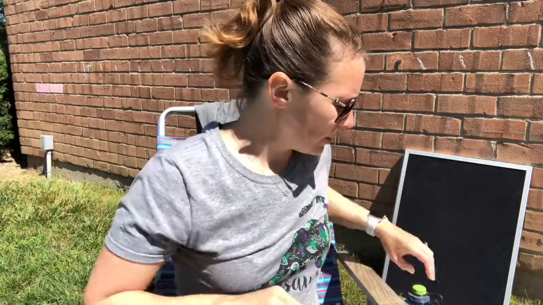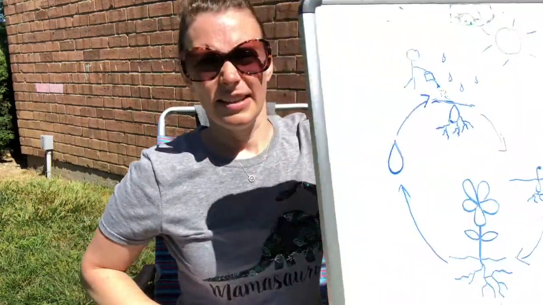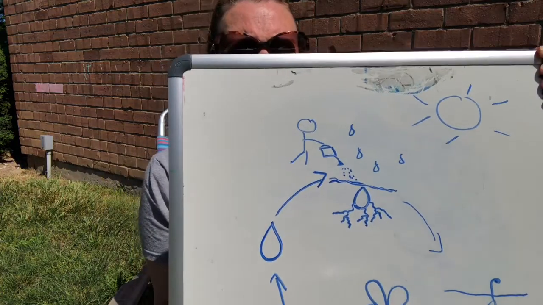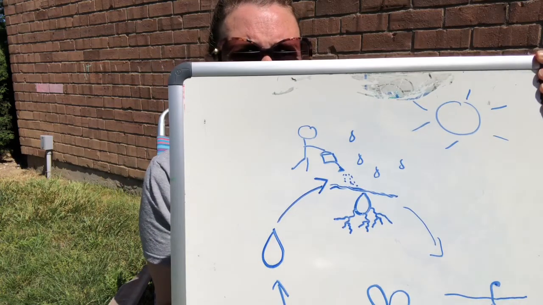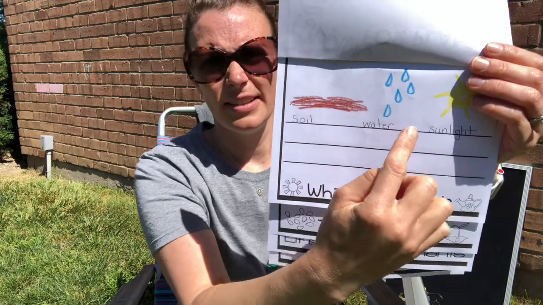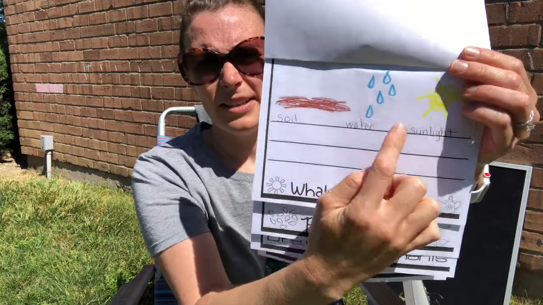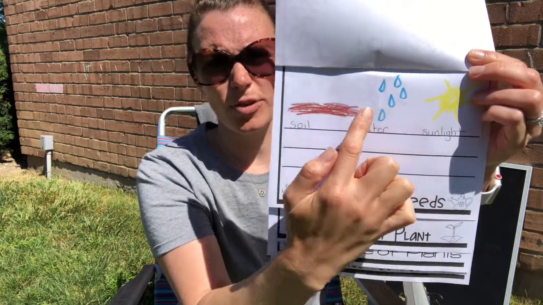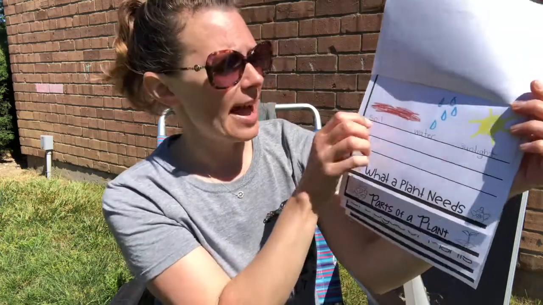And I showed you a little bit in our diagram, right? What does that plant need to grow? Some soil, some water, and some sun. So I drew the pictures at the top, and then I wrote the words down here, and you can work on sounding it out.